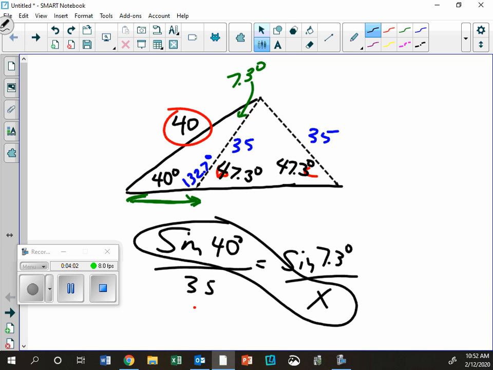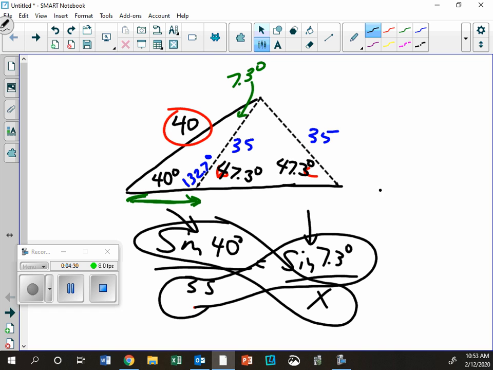Cross multiply, that times that equals this times this. Change sine 40 to a decimal. Change sine of 7.3 into a decimal. In the end, you solve for x, and you got... Oh, wait. Before I go there, it seemed like you might have a point here. Okay. Let me just finish and get the answer here, and then I'm going to try showing it your way.